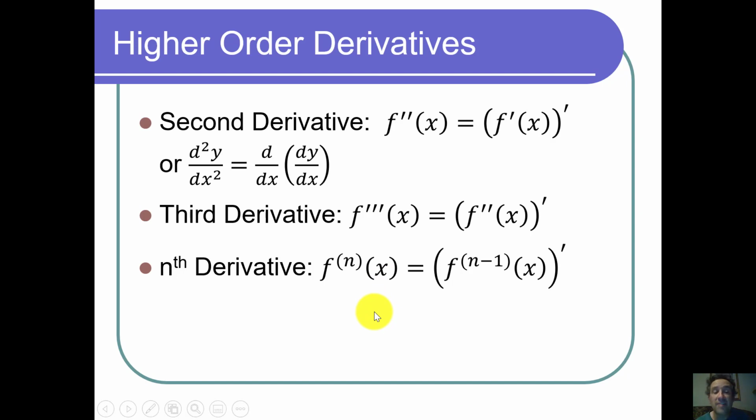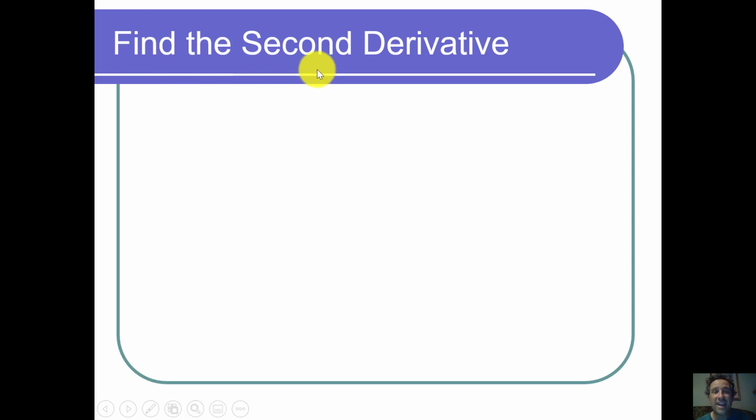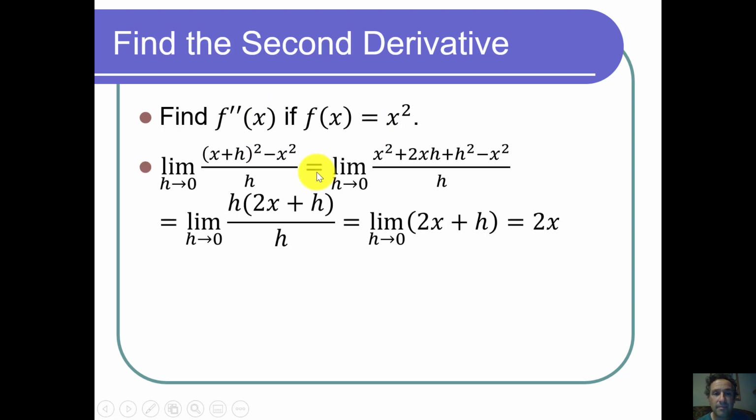So what we want to do is look at some examples. Let's find the second derivative. Let's suppose that f of x is equal to x squared. Let's find f double prime of x. So I'm going to use the definition. What we need to do is first take the first derivative before we even think about taking the second derivative. So to take the first derivative, I use the limit definition. I take the limit as h goes to 0, and where I see an x, I put an x plus h. So instead of x squared, I have x plus h squared, and then minus x squared, so that's f of x plus h minus f of x, and then all over h.